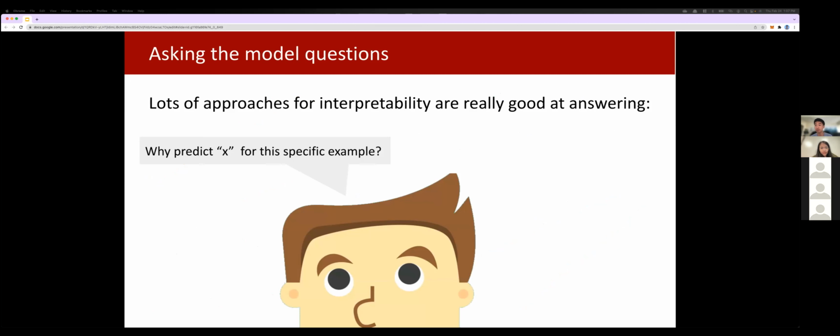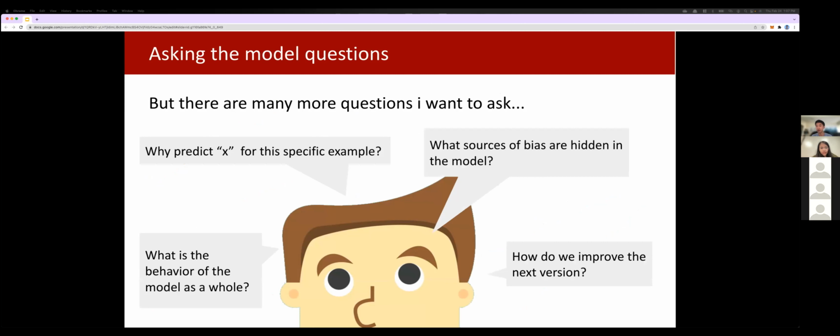And that's important because when a model makes a mistake, we want to understand why that is. But in the context of greater things, there are lots of things that I really want to answer. Like I might want to know what the behavior of a model as a whole is, or I want to know what sources of bias I have accidentally put in, either from the data set or my design. And also I care about how I repair or improve my model's performance for next time.